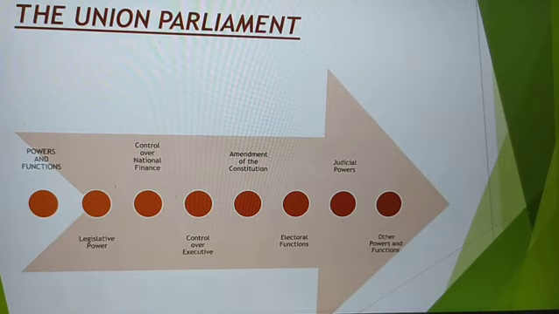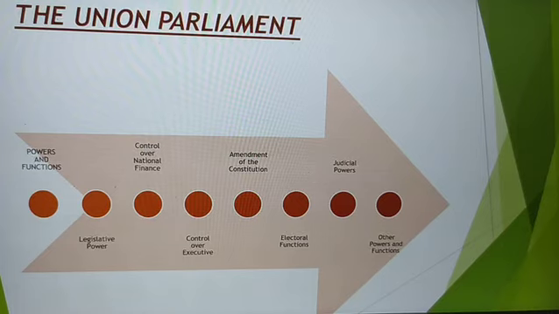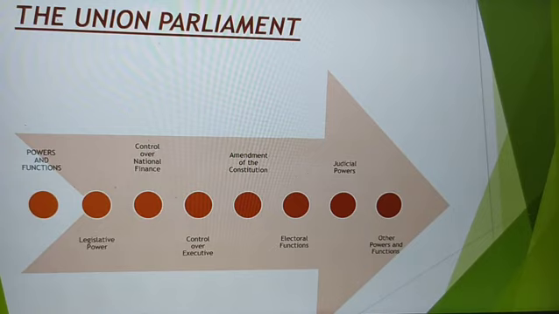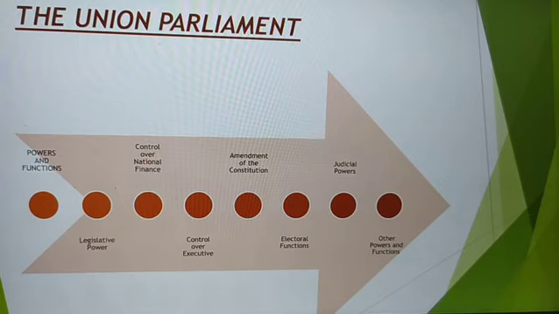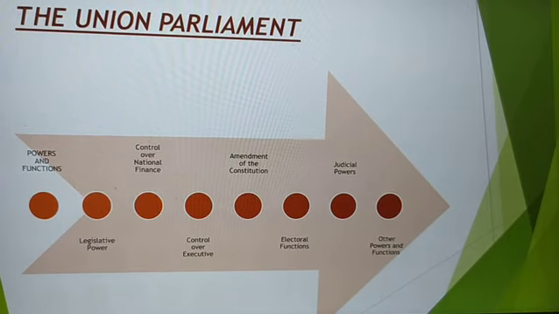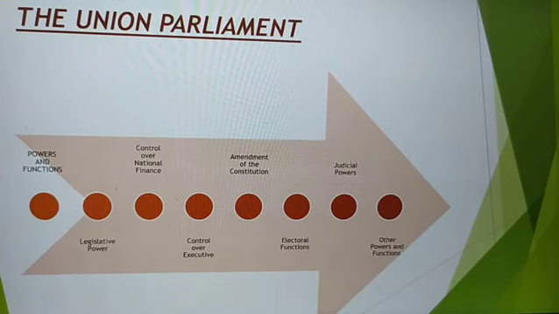Even matters in the state list, sometimes when necessity is there, like when the Rajya Sabha passes a resolution by 2/3 majority that a subject in the state list has assumed national importance. This is very important: whenever the Rajya Sabha sees that a matter which is in the state list, not in the concurrent or the Union list, has gained a very important status, then that particular subject can be taken up by Rajya Sabha and discussed. Also, if two or more states desire some bill to be discussed by the Parliament, then they do.